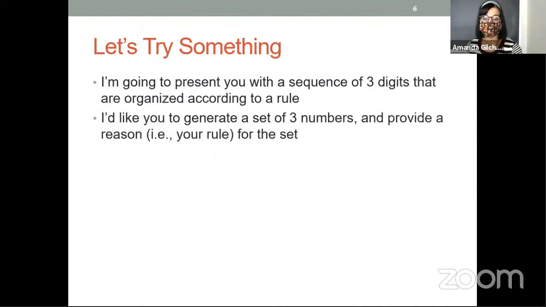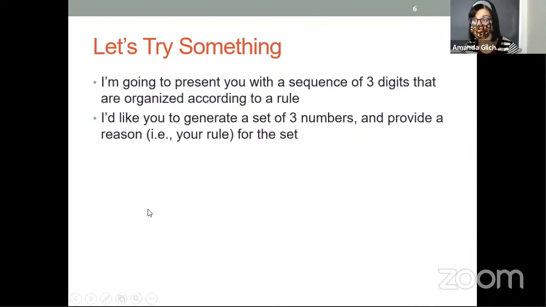All right, you good? Okay, so we're going to try something. I am going to present you with a sequence of 3 digits that have been organized according to a particular rule. I know what that rule is. I don't think you know what that rule is. So here's what I'd like you to do. I would like you to generate 3 numbers, and provide a reason or your rule for the set. And actually, you know what?